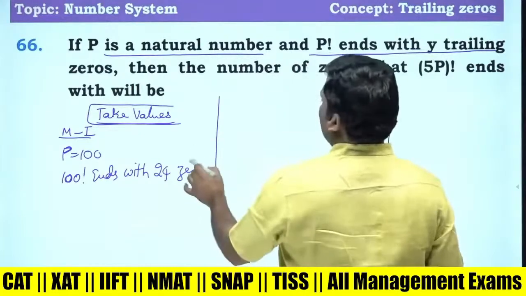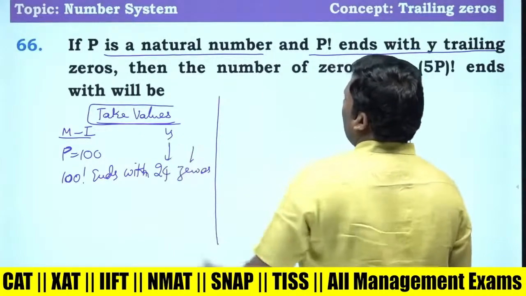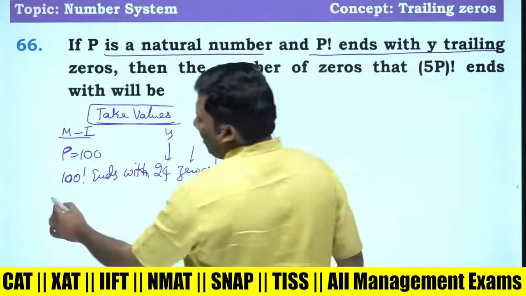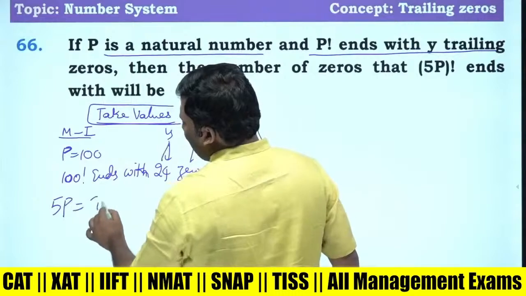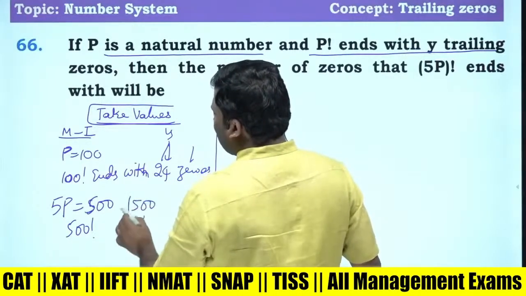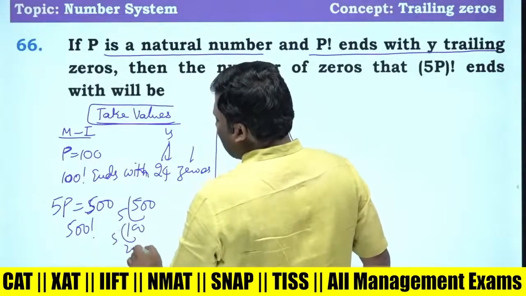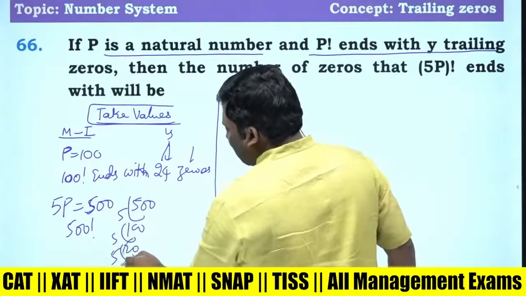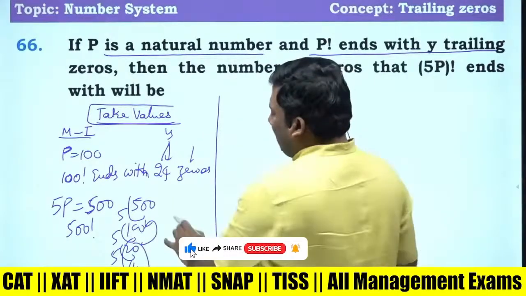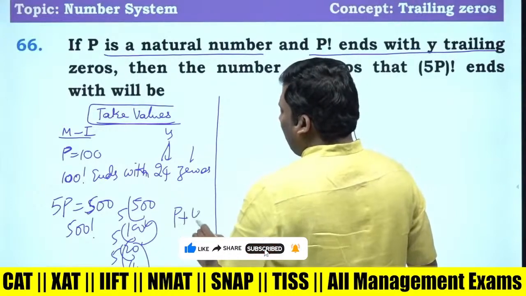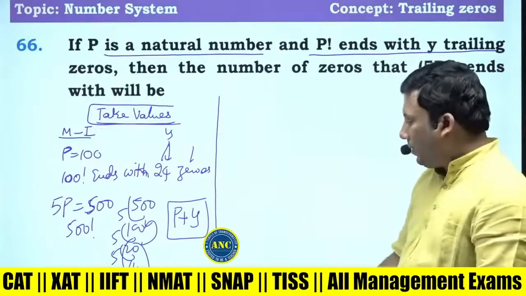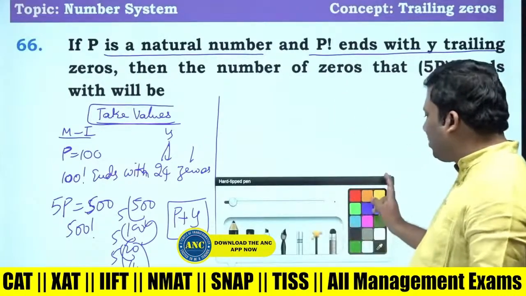It is clear. So these are Y. Then the number of zeros in 5P factorial: 5P means 5 into P, 500. 500 factorial ends with how many zeros? 100 plus 20 plus 4. That means this plus this will get added. What is 100? It is P. 24 is Y. Answer is P plus Y. Are you all with me? This is a traditional method.